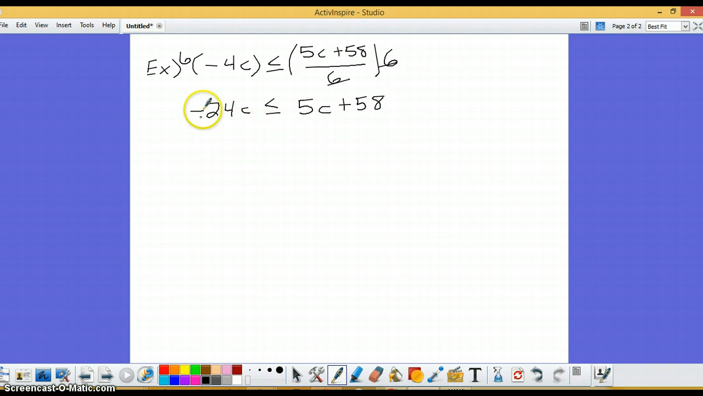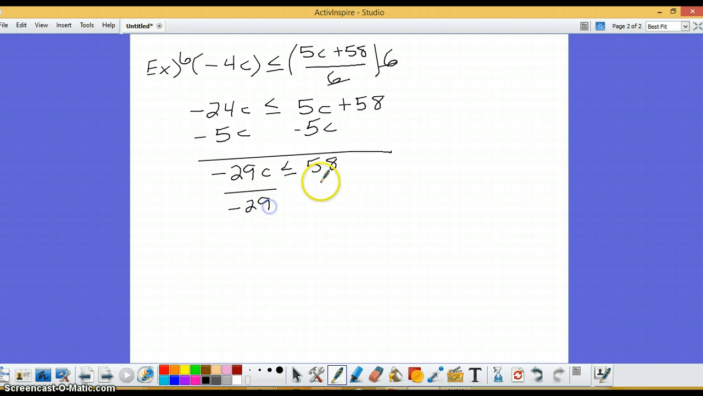Now I know I said I like to move the smaller one to the bigger one. Negative 24 is smaller than 5, but c is by itself over here. So we're going to move the 5c. So negative 24 minus 5 is negative 29c, which is less than or equal to 58. We're now going to divide by negative 29. Remember, we divided by a negative, so this symbol must flip, and 58 divided by negative 29 is negative 2. Again, on a number line, negative 2, the "or equal to" means I have a closed circle, and greater than means I'm going to the right.